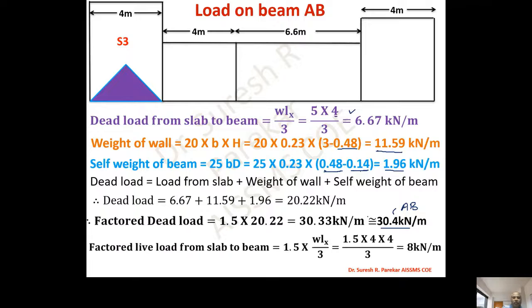Now we will switch over to live load. We again have triangular, so 1.5, this is to make it factored, WLx by 3, that is equal to 1.5 into 4 into 4 by 3. We have 4 as live load and 4 as span, and we will get this value equal to 8 kilonewton per meter. This is again on beam AB. So on AB we have 30.4 as dead load and 8 as live load.